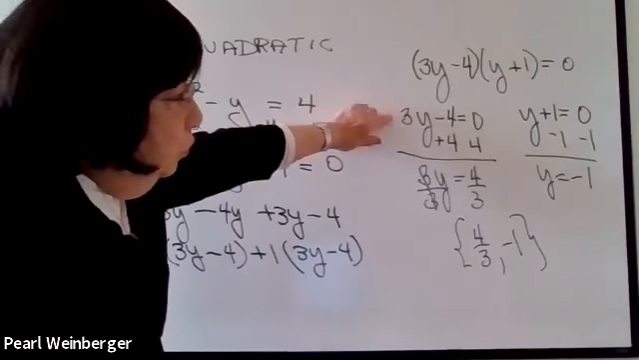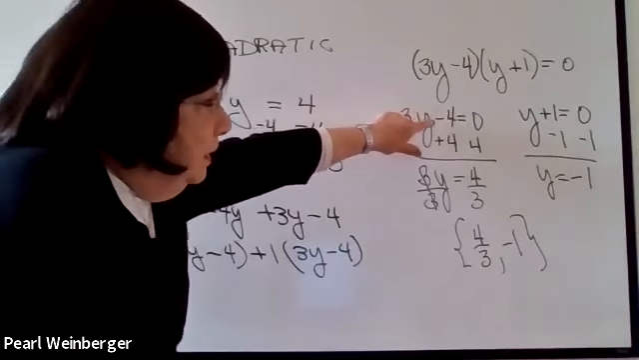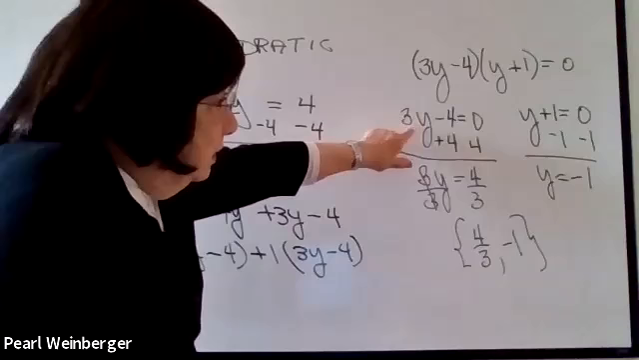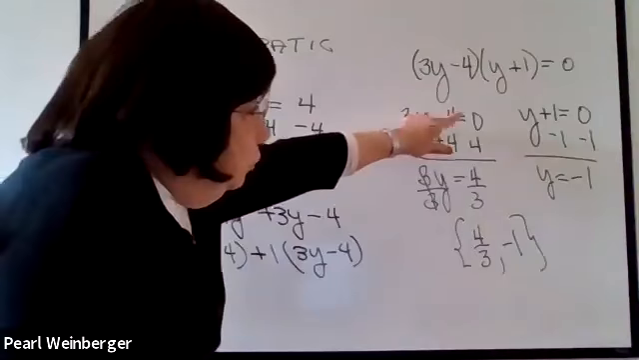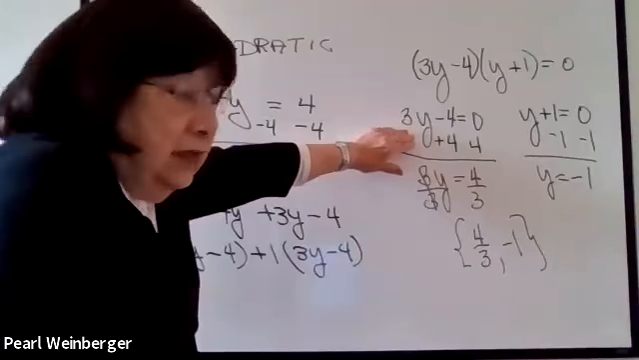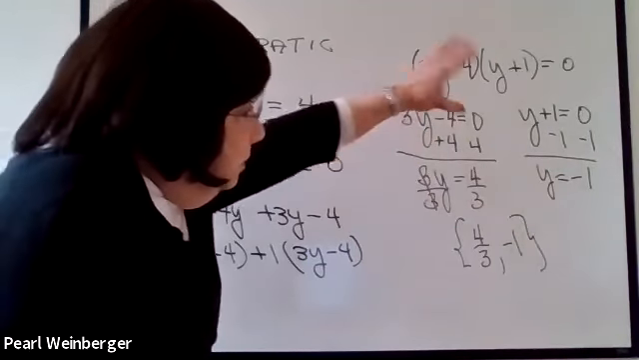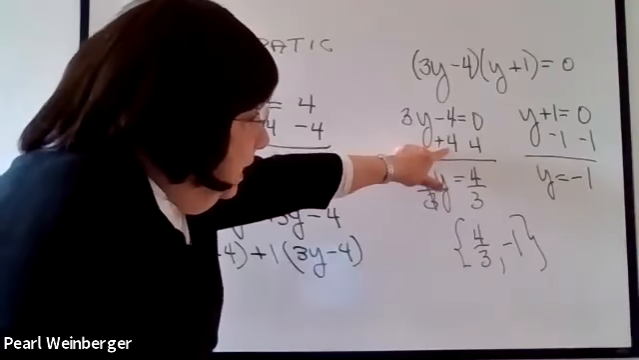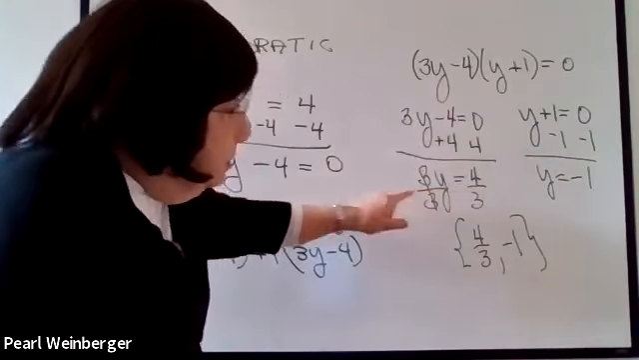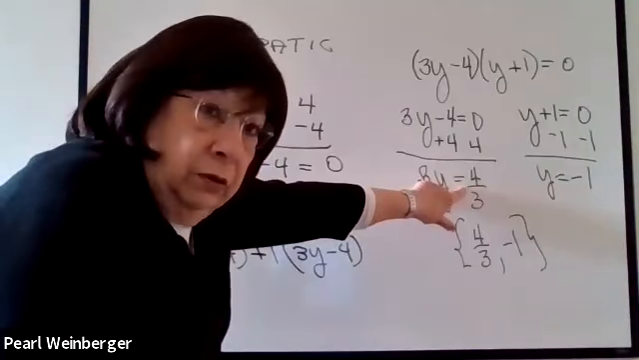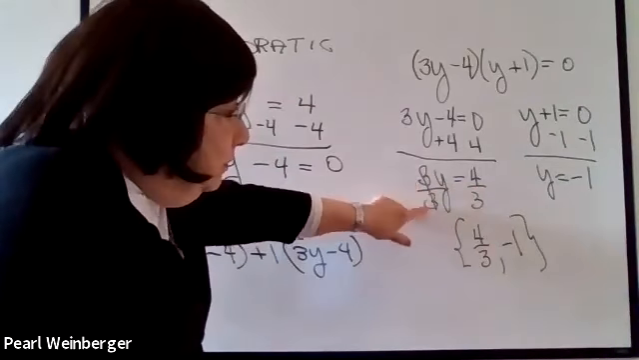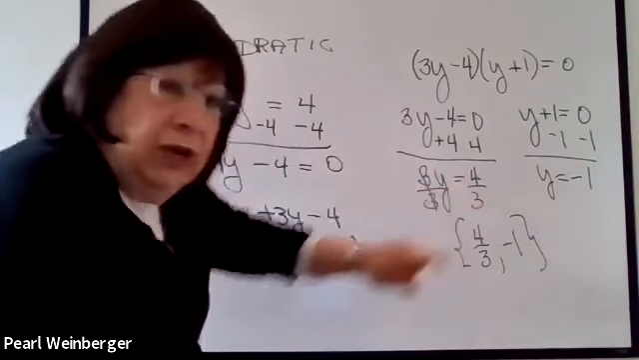Okay, one of the factors was 3y minus 4, right? So I set that equal to 0. So I got 3y minus 4 equals 0. Now, that's a regular equation. It doesn't have any squares. So I know I have to get the variable on one side and the number on the other side. So I add 4 to both sides to get the 4 to the other side. That gives me 3y equals 4. And then to get the y alone, I have to divide by 3. So that gives me 4/3.